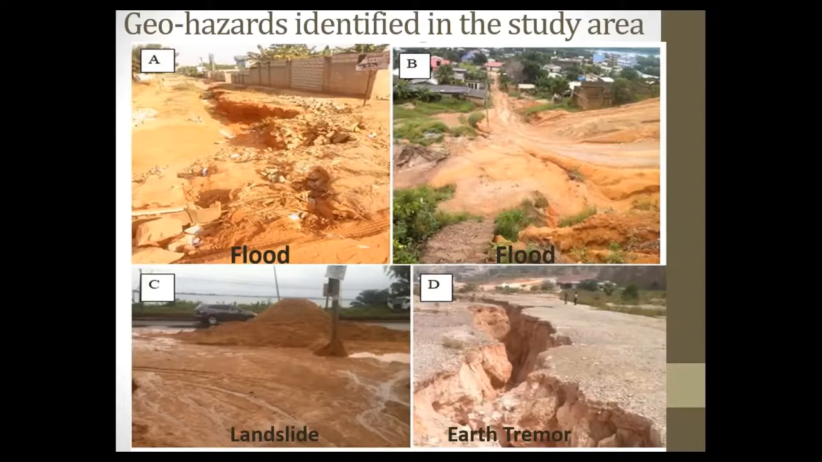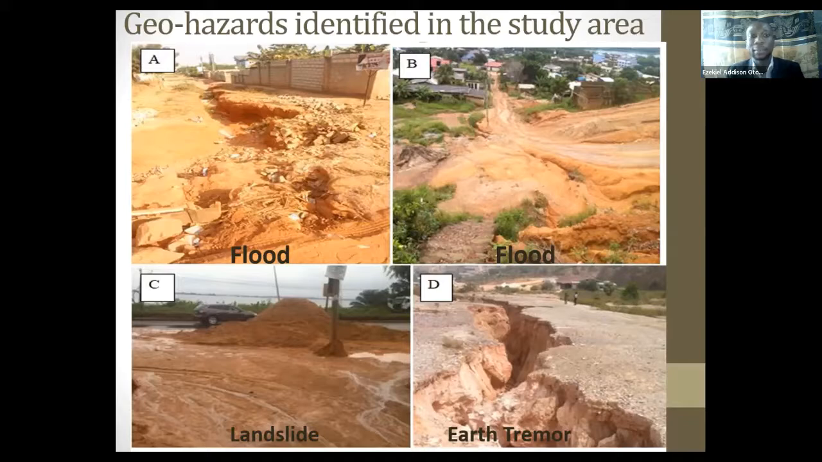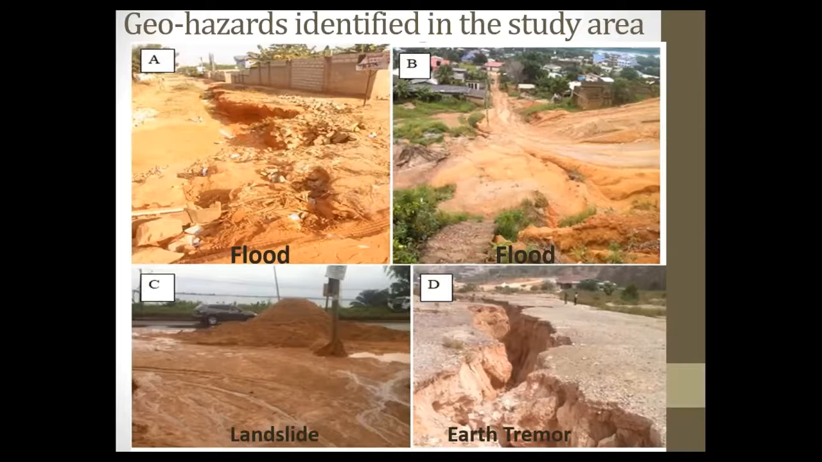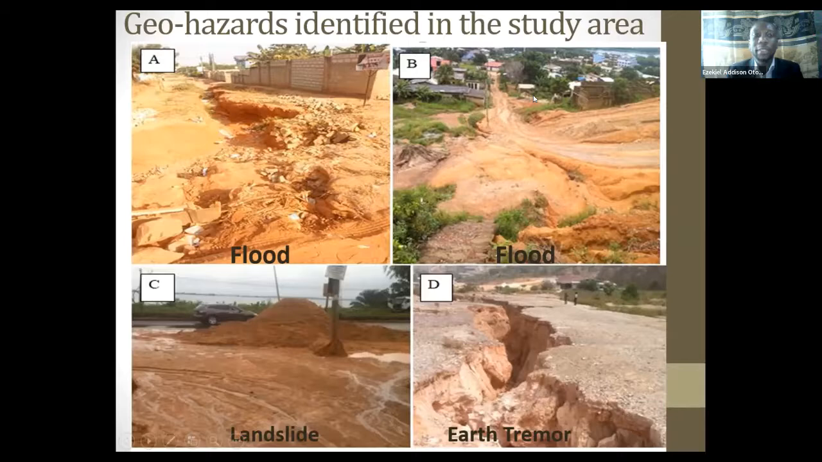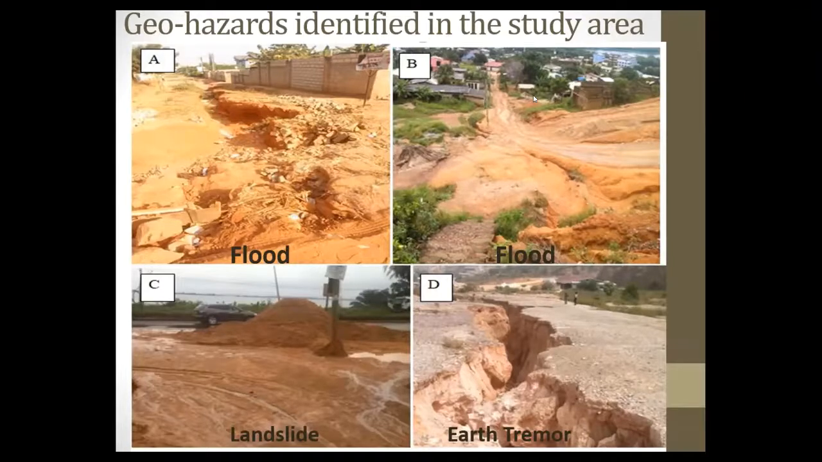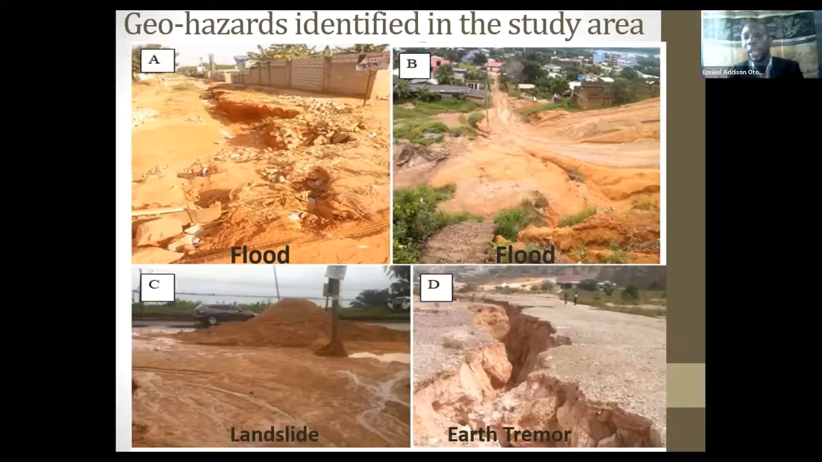Picture C also shows a landslide or a mud flow. When this flood happens, it carries a lot of sand, which weakens the base of the mountain and breaks down the sand to cover the closest road, which is a main road, a highway.